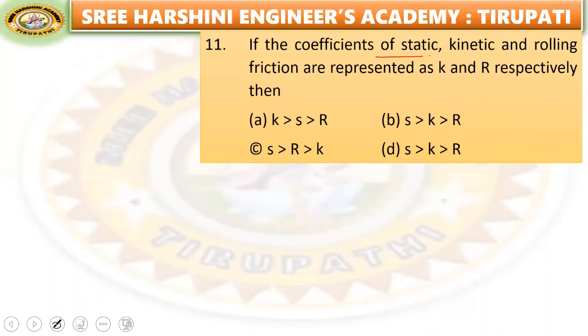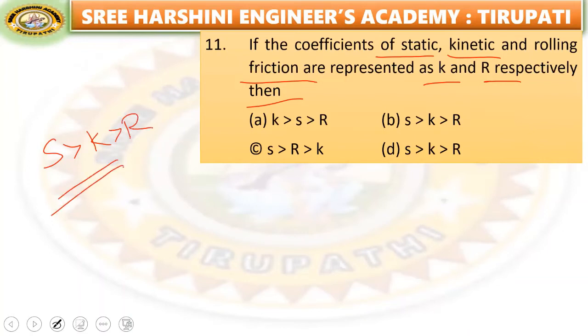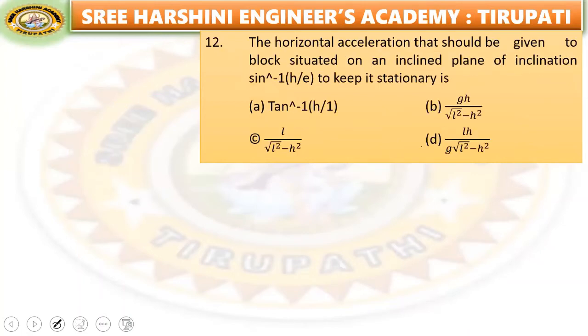The coefficients of static, kinetic and rolling friction are represented by S, K and R respectively. So here, S is greater than K is greater than R, that is, static friction is greater than kinetic friction is greater than rolling friction. So R is the least and S is the maximum. Just remember, R is the minimum and S is the maximum. Okay, D is the right answer.